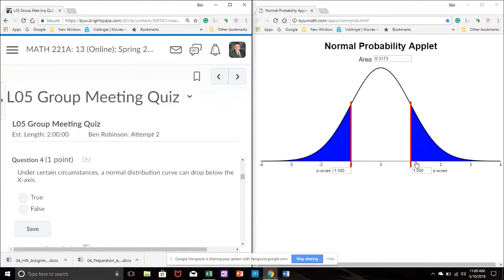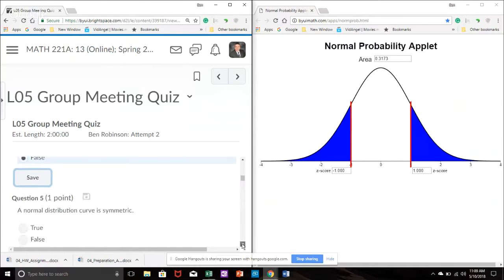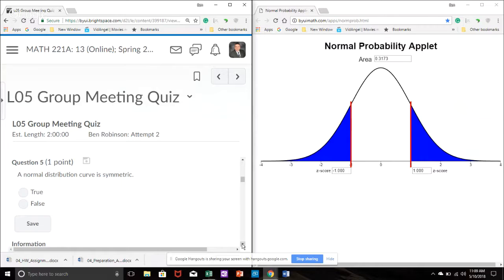Can you see where the mouse is? Yes. So all of the findings are going to be above that. None of them are going to be down here. So I think that's false. Okay. Does that make sense? Yes. Okay. A normal distribution curve is symmetric. True. I agree. It is always symmetric.